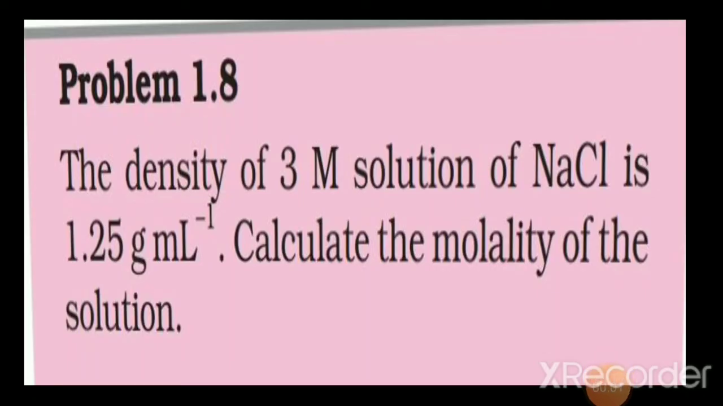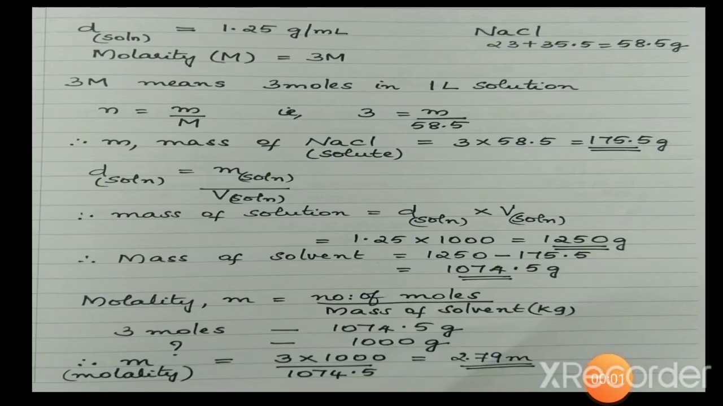The density of a 3 molar solution of sodium chloride is 1.25 gram per milliliter. Calculate the molality of the solution. Molality is given as the number of moles of the solute divided by the mass of the solvent in kilogram. So here we need to get the number of moles first.